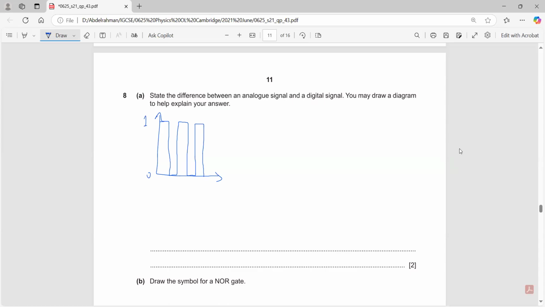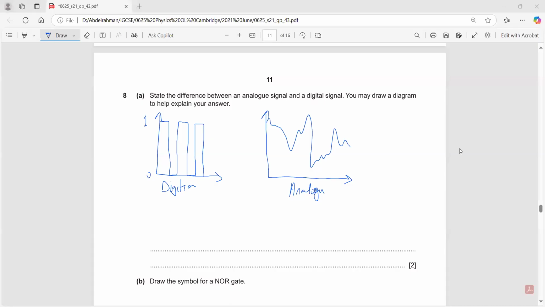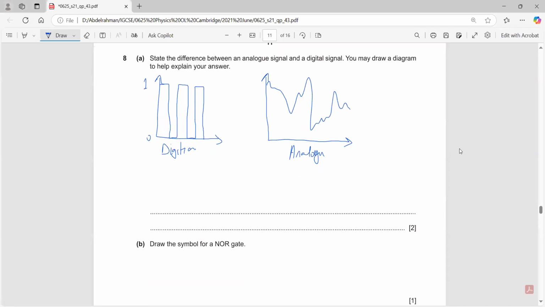This is a digital signal. Okay, this is the digital signal, and the analog signal could vary. It could increase or decrease between any values. This is an analog. How can I write it down? Digital signal: it's either high or low, 1 or 0. Analog can have any value or can vary between two values.